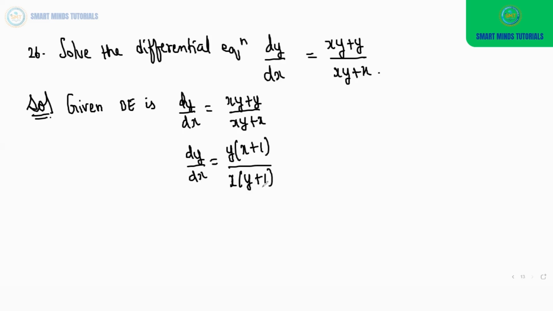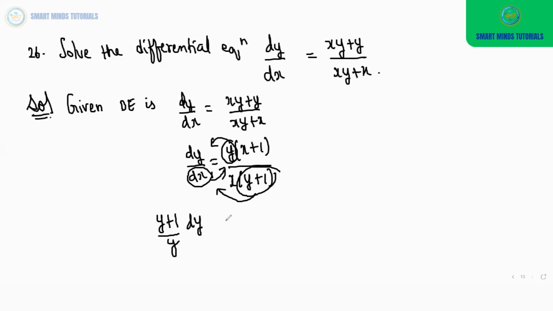Now I will separate. I will take all y terms one side and all x terms to the other side. Understood? So this dx I am bringing to the right hand side. All y terms I am bringing left hand side. What are the y terms here? y is there, I will bring here. y plus 1 I will bring here. All y terms one side, all x terms to the other side.